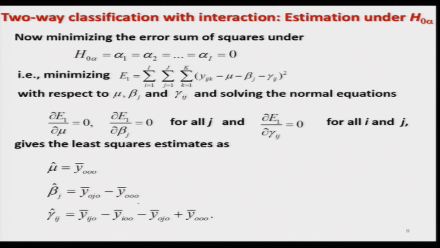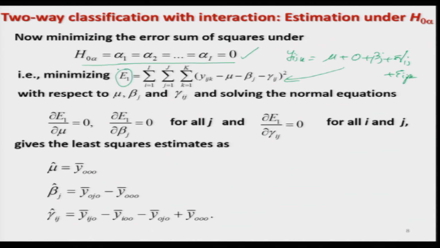So, now I consider the null hypothesis H0 alpha, where alpha 1, alpha 2, up to alpha I are equal to 0, and we obtain the sum of squares due to error under this assumption and try to minimize it. Under this case your model will become y_ijk equal to mu plus 0 plus beta_j plus gamma_ij plus epsilon_ijk. Now we are trying to minimize the sum of squares due to epsilon_ijk under this model, and we denote this sum of squares by E1.